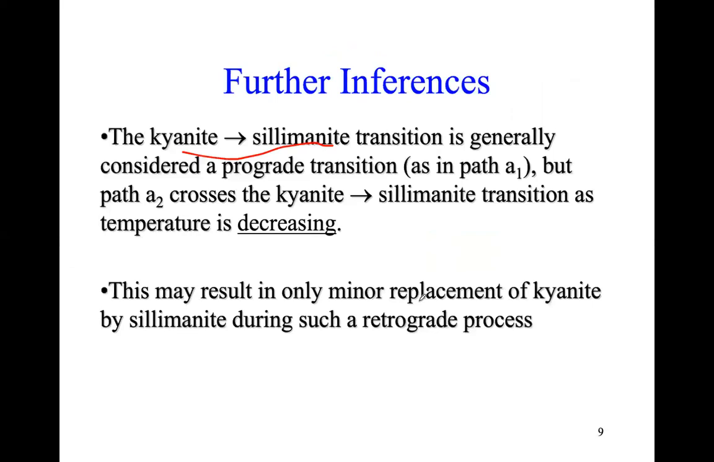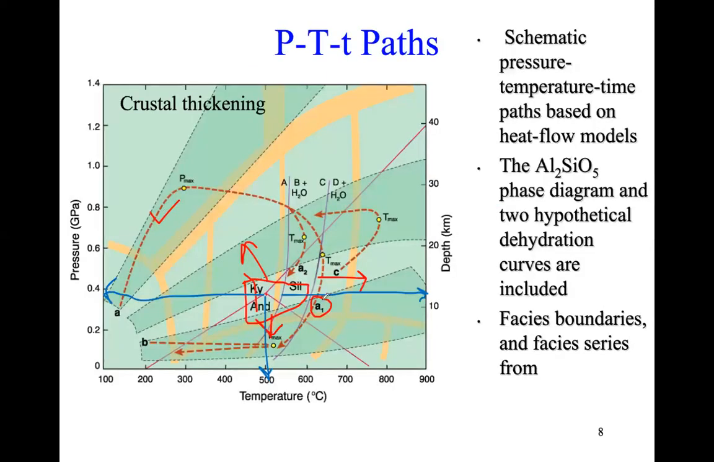Okay, so you can see here the path one. There are two paths shown here, A1 and A2. In the A1, you can see the crossing of the kyanite-sillimanite field is here, right? This is the reaction line, and the crossing is something like this. So this is the crossing of kyanite-sillimanite. So how does this crossing happen? It happens like this, right?